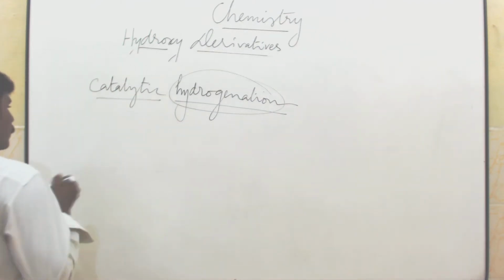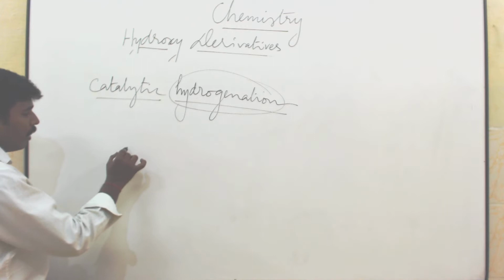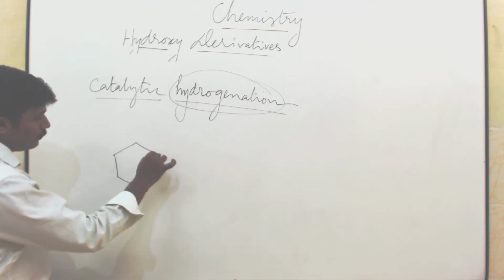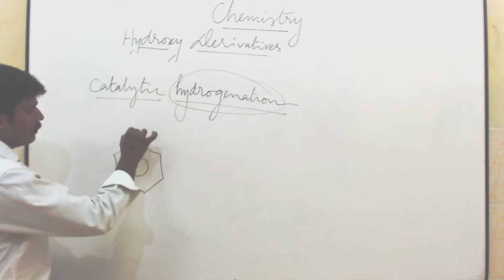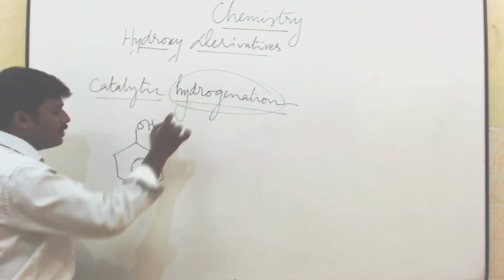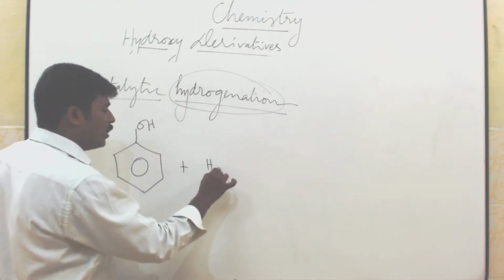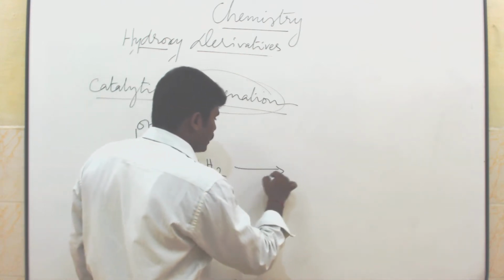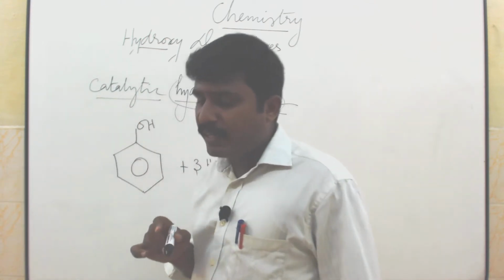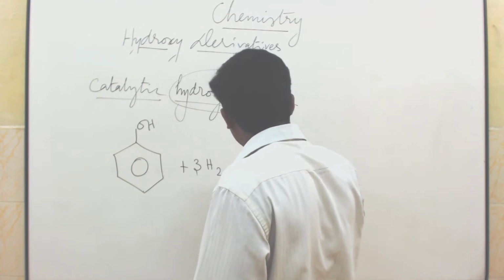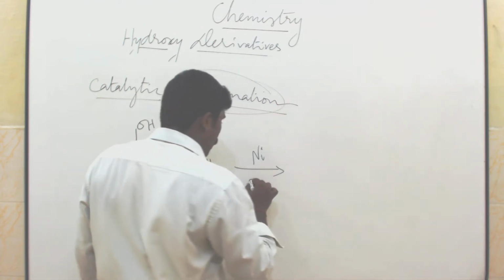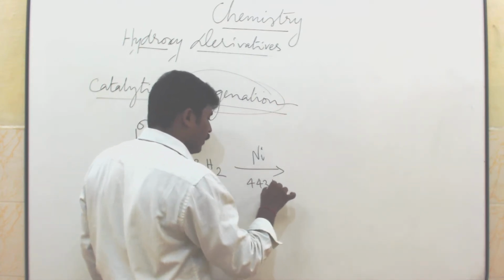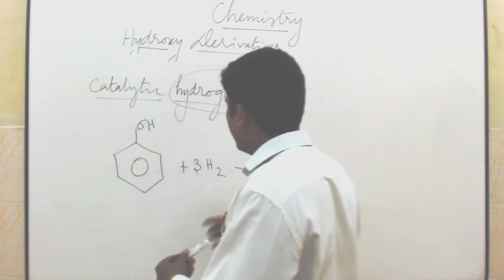Now we will see here phenol. This is phenol. Hydrogenation, we are going to add hydrogen. I am going to add 3 molecules of hydrogen. The reaction takes place in the presence of a catalyst, so we are going to add a nickel catalyst. How much Kelvin? 443 Kelvin. Now what's the product?